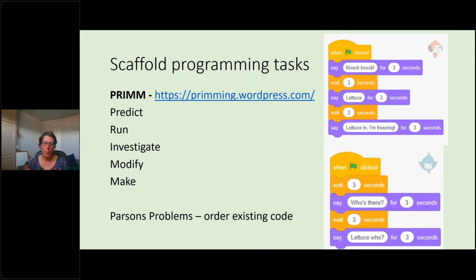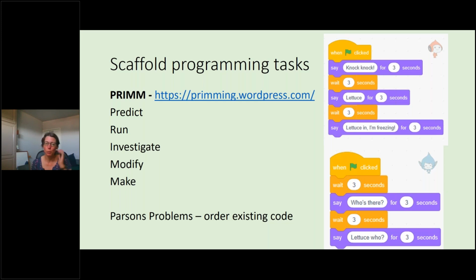So you can give them some code to investigate. Well, what does this bit do? What do you think this does? Can you find an example of repetition? Can you find an example of selection in here? And then they can go on to modifying their activities and then finally making their own. Now, it doesn't have to be done in this order. You can dip into this. I'm going to show you some examples in a moment of what this might look like.